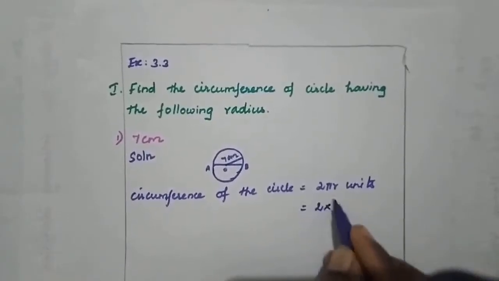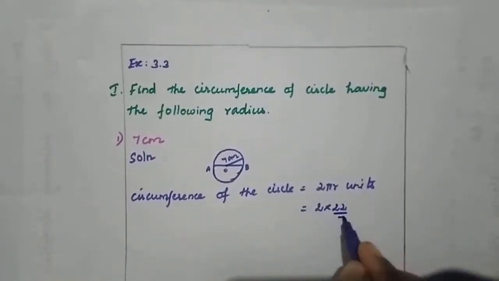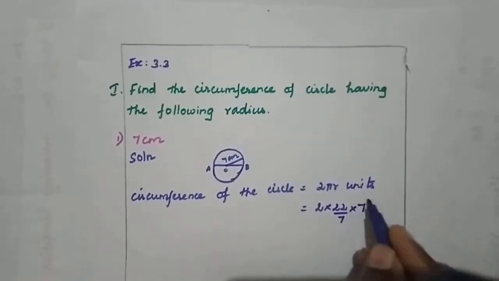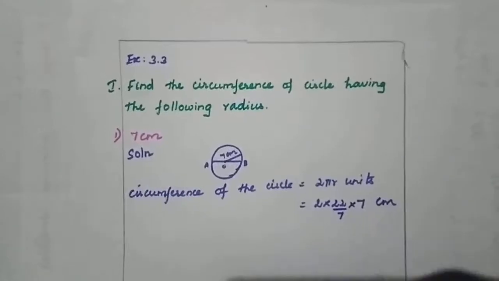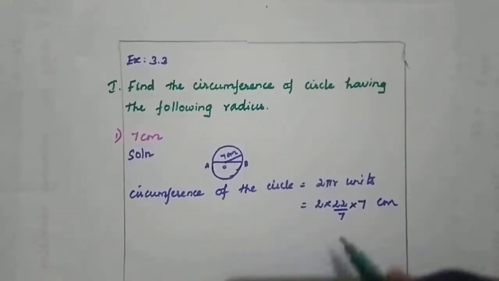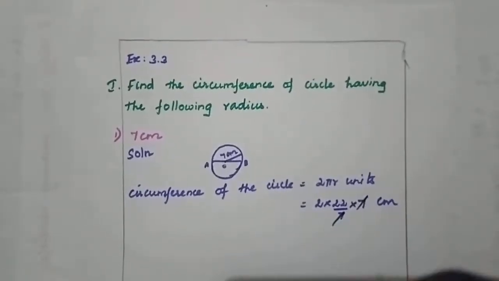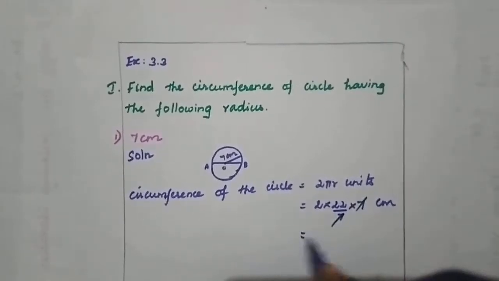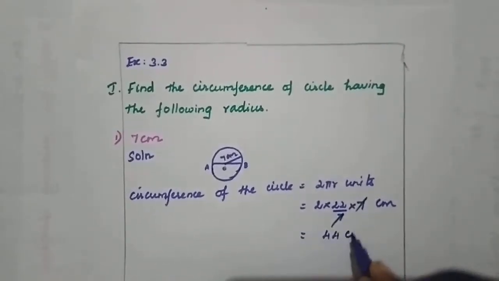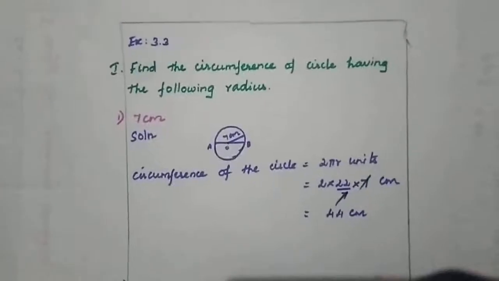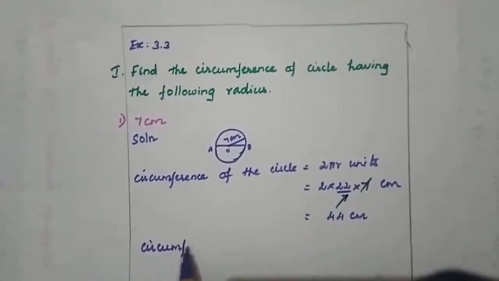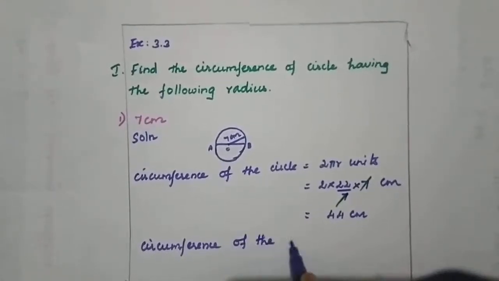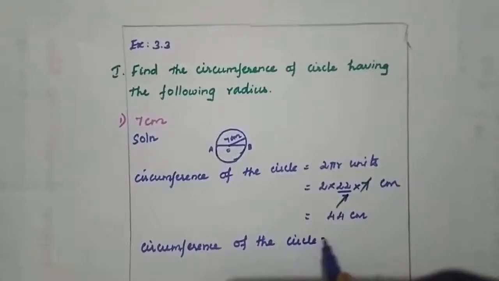2 into what's the value of pi? Is 22 by 7, and the value of r is 7. Here the unit is centimeter, so I have to write it as centimeter. Now you can simplify this one. You can cancel these 2 7, and 2 into 22 is 44 centimeter. So you have to write it as circumference of the circle is 44 centimeter.